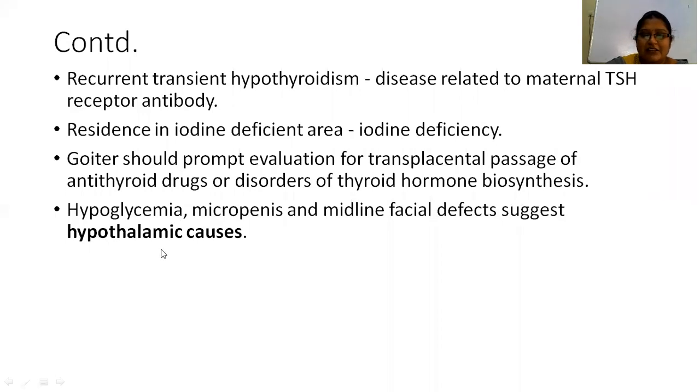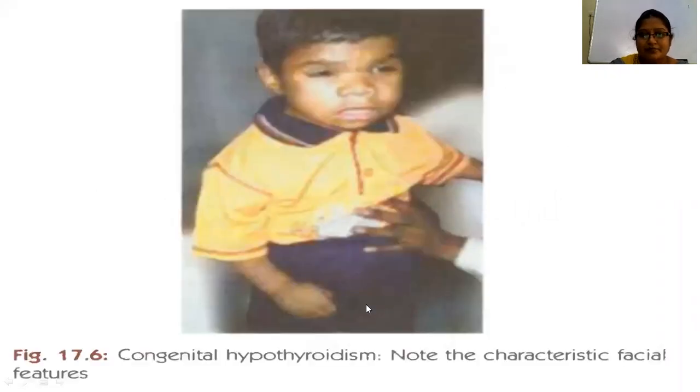And then if there are hypothalamic causes, hypoglycemia, micropenis, and midline facial defects are seen. Congenital hypothyroidism, in this you can see a depressed nasal bridge and facial puffiness, and then dull facies. Okay.